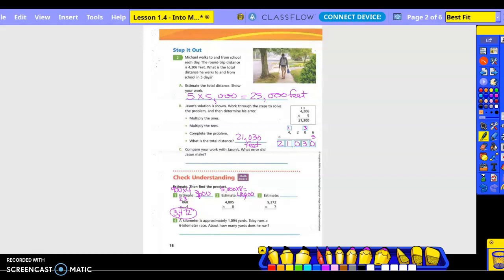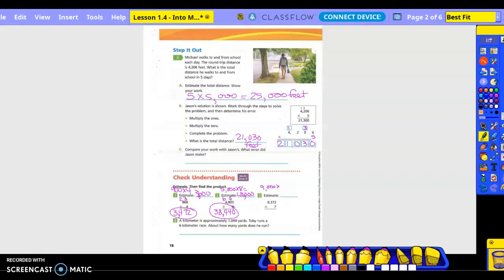All right, so 8 times 5 is 40, carry the 4, 8 times 0 is 0, 0 plus 4 is 4, 8 times 8 is 64, with the 4, carry the 6, 8 times 4 is 32, plus 6 is 38, so 38,440. Is that close to 40,000? Okay, so it's probably correct. 9,372. Are we rounding that to 9,000 or 10,000? 9,000.